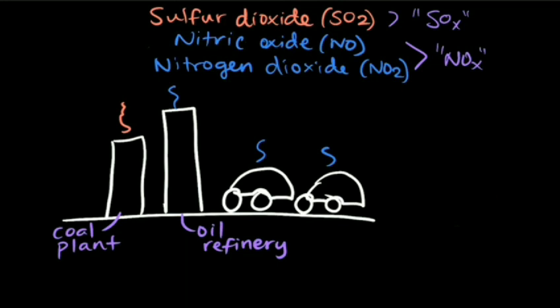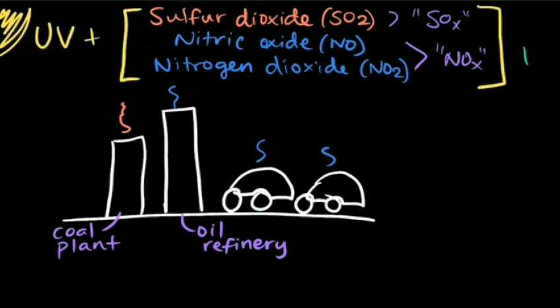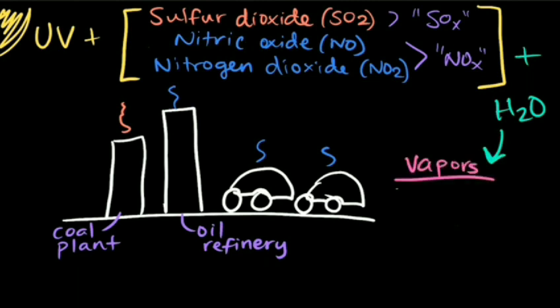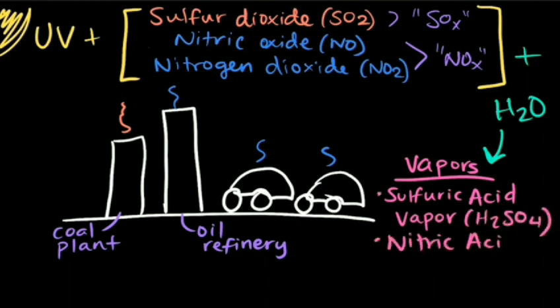Now, these precursors belonging to the SOx and NOx family are hanging out up in the air. When they interact with UV radiation from the sun and water molecules that are also in the air, they form different acid vapors: sulfuric acid vapor, H2SO4, and nitric acid vapor, HNO3. And these acids are no joke. Sulfuric acid is highly corrosive. It can burn your skin, the vapors can irritate your respiratory tract, and nitric acid is known to be used in explosives and rocket launches. And these are the acids that make up the phenomenon of acid rain.